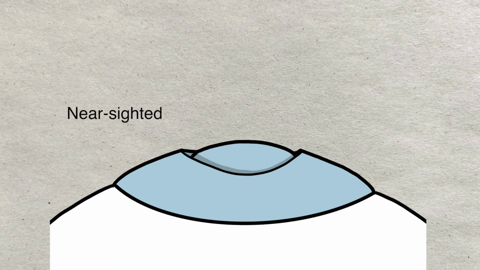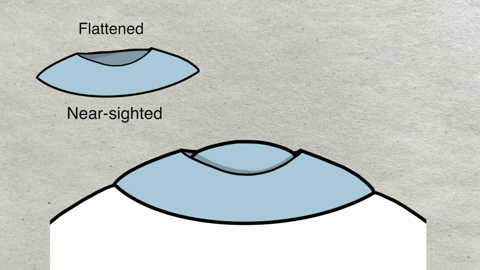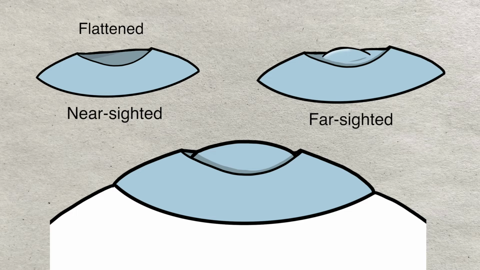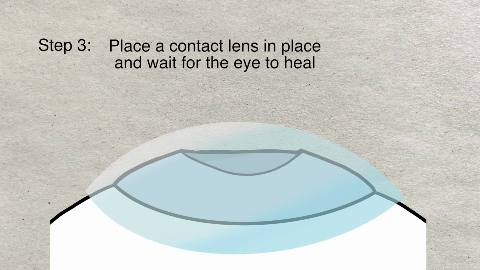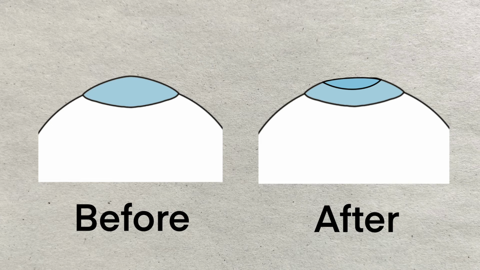If you are nearsighted, then you want the cornea to be flattened, and if you are farsighted, like myself, then you want the cornea to be steepened. Step 3. Place a bandage contact lens in place and wait for the eye to heal. The epithelium will regenerate, taking on the new shape, and as a result, give you lasting clear vision.